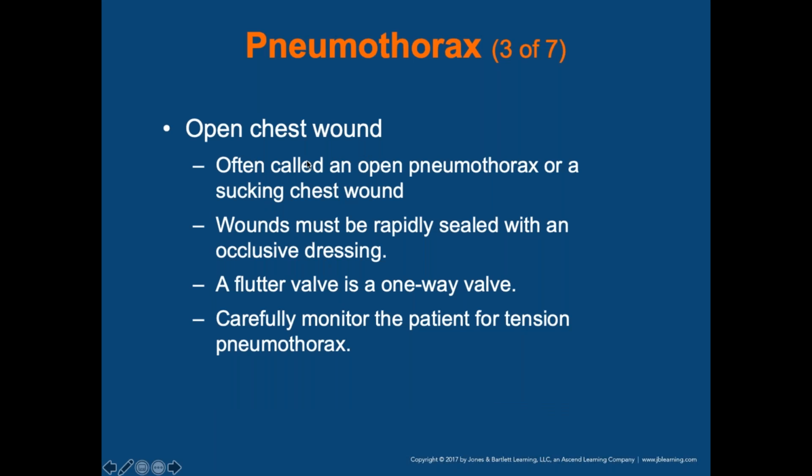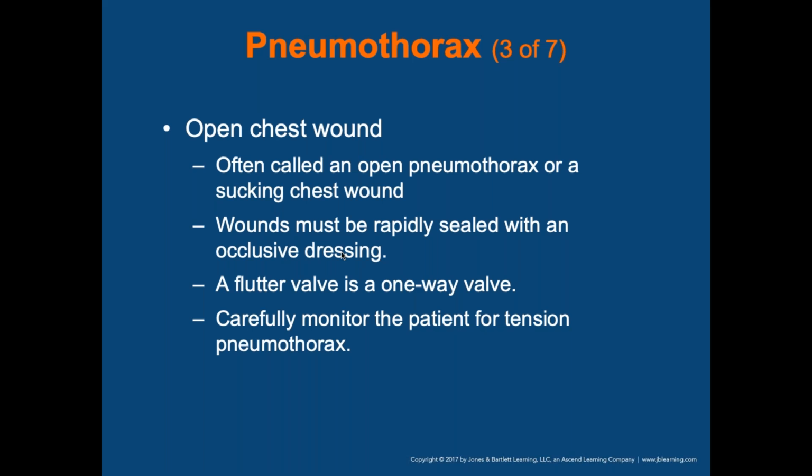So open chest wound pneumothorax, often called an open pneumothorax or a sucking chest wound. Wounds must be rapidly sealed with an occlusive dressing, and a flutter valve is a one-way valve. Carefully monitor the patient for extension of the pneumothorax, retention pneumothorax. What they're talking about with flutter valves or one-way valves is applying that dressing on three sides, leaving one side open so it kind of flutters only on the way out. That's one thing that we can use.